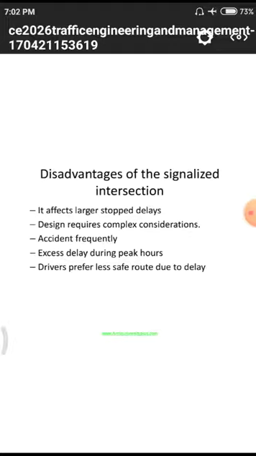That means this is the major disadvantage. Drivers are normally preferring these less safe routes. Less safe routes means those having a huge number of accident-prone areas, but due to this delay, a major number of people are choosing these unsafe areas for traveling.